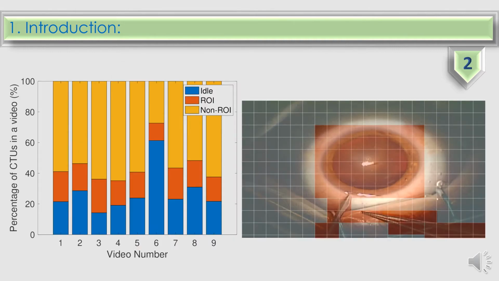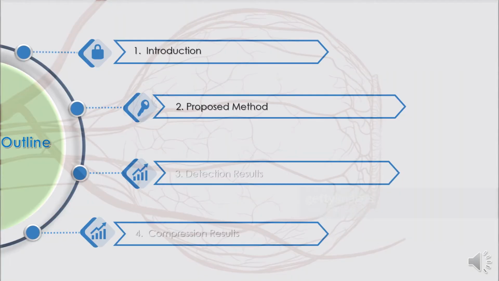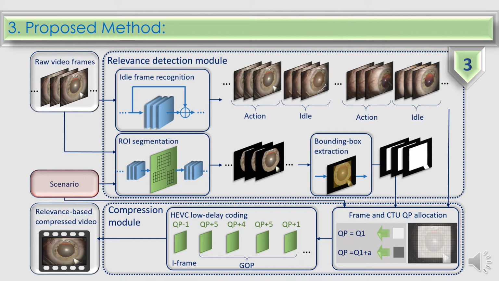As you can see in this figure, just a small fraction of spatio-temporal content in these videos is regarded as the relevant content. Accordingly, we have proposed, implemented, and evaluated a novel relevance-based comparison framework that consists of two modules: the relevance detection module that is responsible for detecting the spatio-temporal relevant content in these videos, and the comparison module that is responsible for providing a high comparison ratio while retaining the high quality of the relevant content.